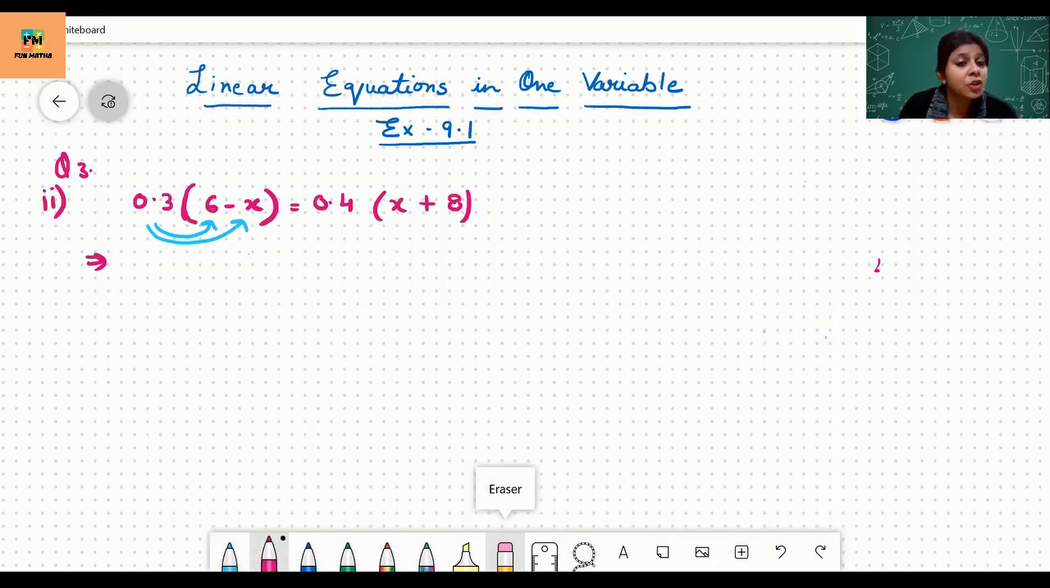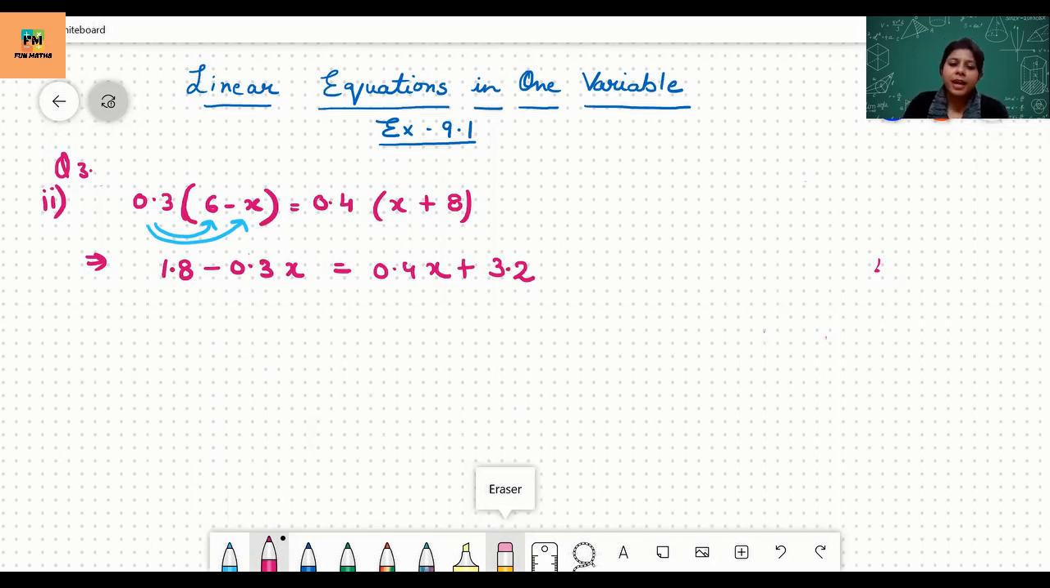When you multiply 0.3 by 6, we all know 6 into 3 is 18, right? And if you see the decimal places, we have one decimal place over here, so the decimal will be placed before one digit, right? Here we have recalled our previous concepts of the decimal chapter. Now 0.3 into minus x would be minus 0.3x is equal to 0.4 into x, we all know, 0.4x. And 0.4 into 8, again what? 8 into 4, we know, yes, 32. And we have to see the decimal places, only one decimal place, so 3.2.